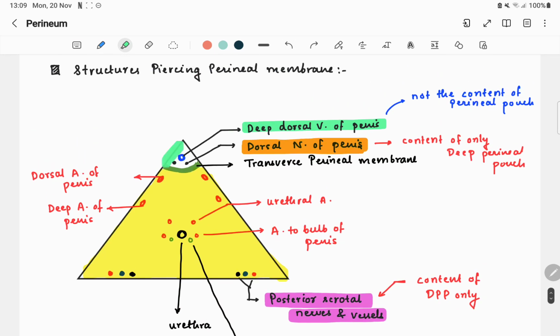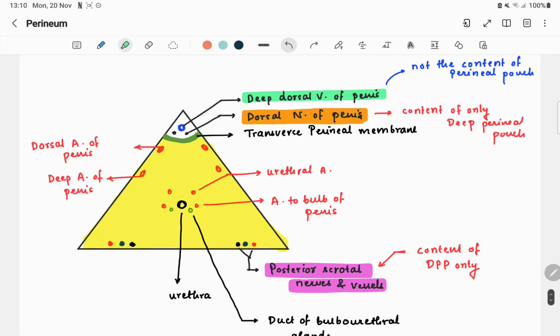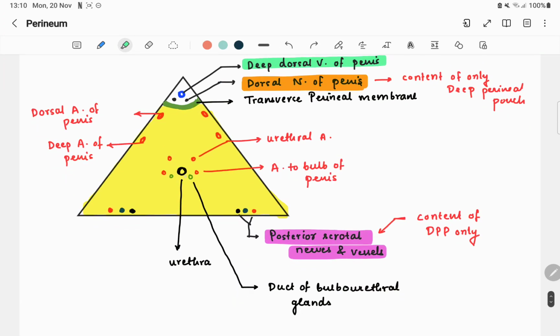In the upper apex part you have the deep dorsal vein of the penis, which is not a content of the perineal pouch. Below it is the dorsal nerve of the penis, which is a content of only the deep perineal pouch, not the superficial perineal pouch. Then you have the dorsal artery of the penis in this part, and the deep artery of the penis in a slightly lower part.